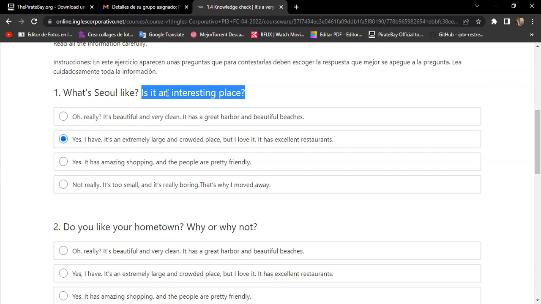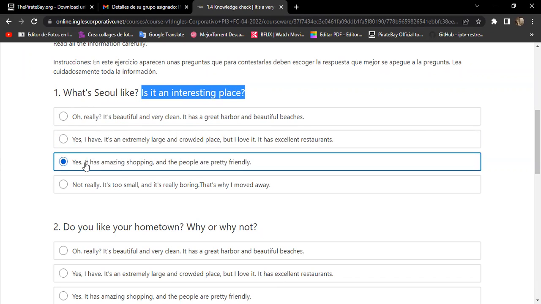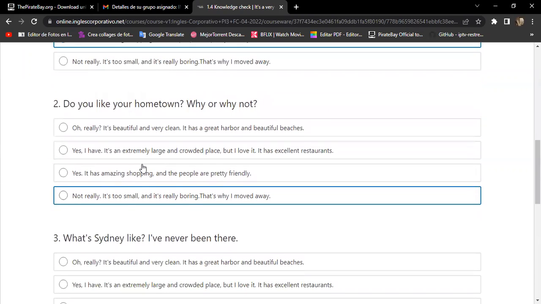So, what is Seoul like? Is it an interesting place? Yes. Sí. It has amazing shopping. Excuse me. And the people are pretty friendly. Okay, let's do number two.